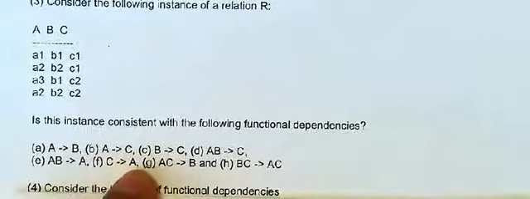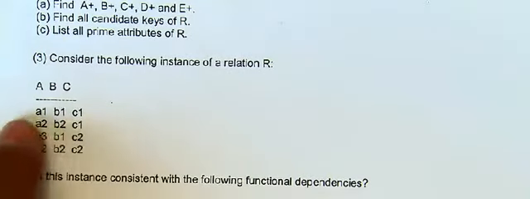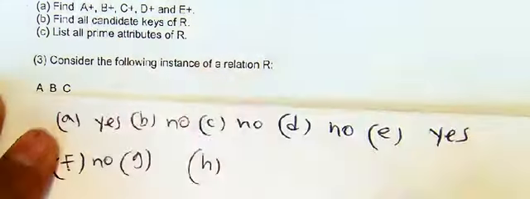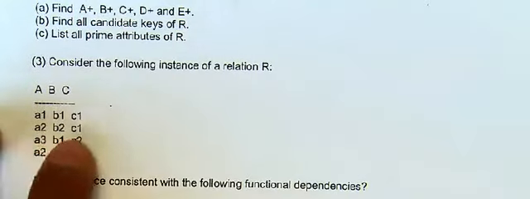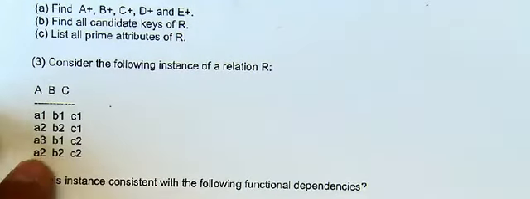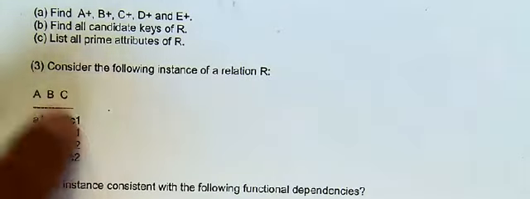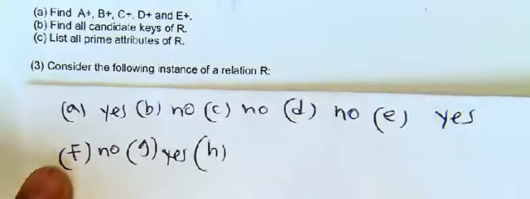Now for F, can C determine A? So let's see, we check for the ones that are equal, C1, C1, and we got two values for A's. So the answer for F is no. Now we check on G. A and C together determine B. So let's see, A and C, we got A1 C1, A2 C1, A2 C2. So we got all distinct values for the combination of AC. Then the answer will be yes. You don't need even to check the other side.